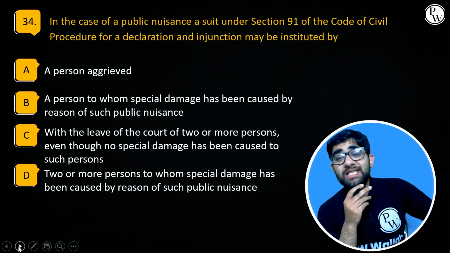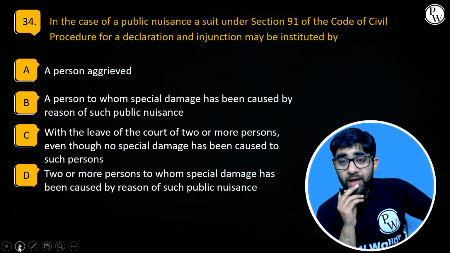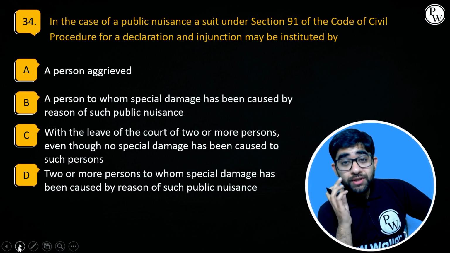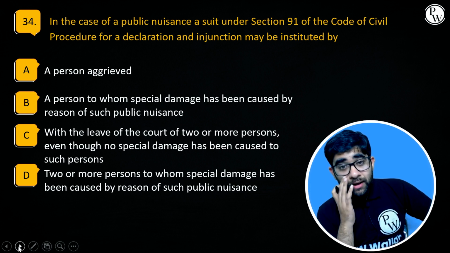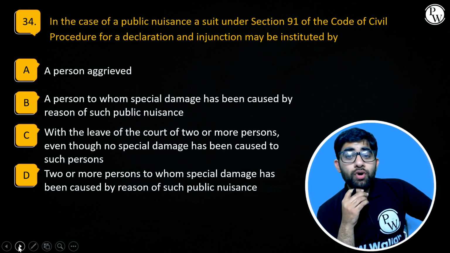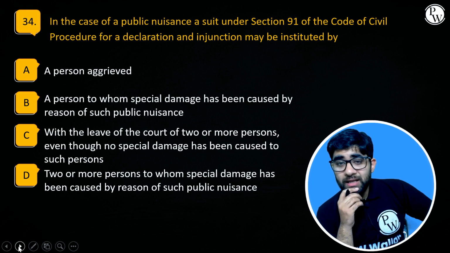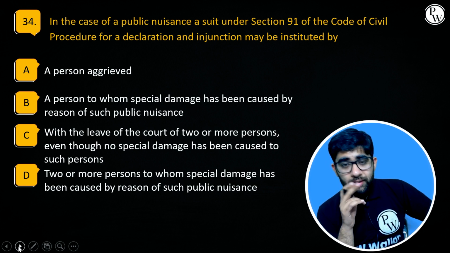Next, in the case of a public nuisance, a suit under section 91 of the Code of Civil Procedure for a declaration and injunction may be instituted by a person aggrieved, a person to whom special damage has been caused by reason of such public nuisance, or with the leave of the court, two or more persons, even though no special damage has been caused to such persons. That is, with the leave of the court.